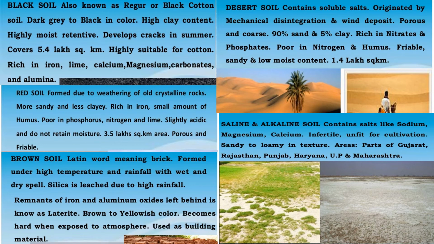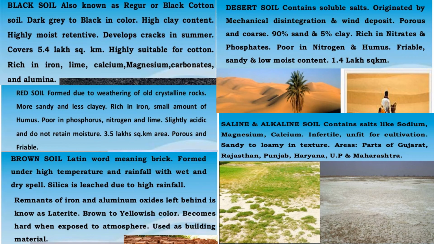Brown soil, laterite, from the Latin word meaning brick, formed under high temperature and rainfall with wet and dry spells. Silica is leached due to high rainfall. Remnants of iron and aluminum oxide left behind are known as laterite. Brown to yellowish color, becomes hard when exposed to atmosphere, used as building material.